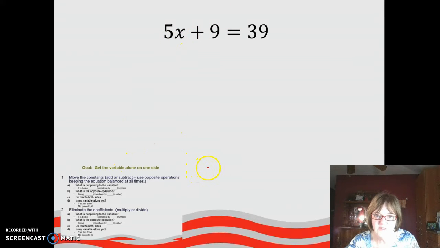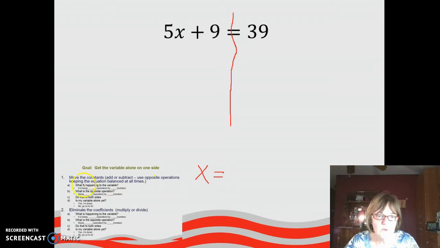I'm just going to write that down here. x equals something. That's my goal, to get x equals some number. So, as I showed you last time, if this will help you keep it organized, draw your equation, or draw your balancing line here, and take a look. It says move the constants, add or subtract, using opposite operations, keeping that equation balanced at all times.